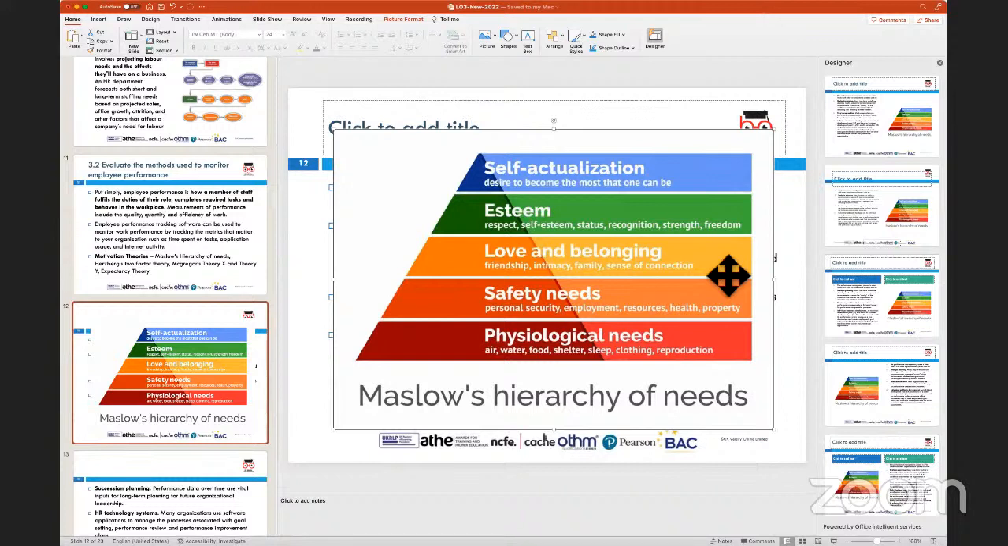Then you go up to love and belonging needs, where you're talking about friendship, intimacy, family, sense of connection. This is where employees become loyal to the organization. They decide whether they'll stay in the organization. They will decide whether they are getting enough opportunities through job rotation to be able to work within the company.